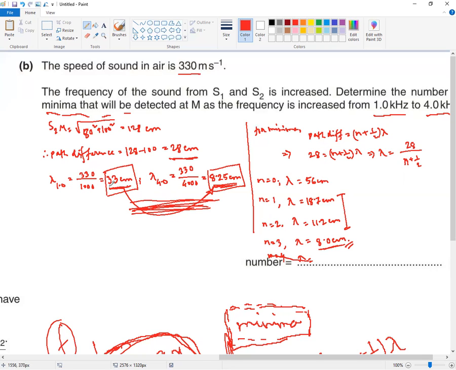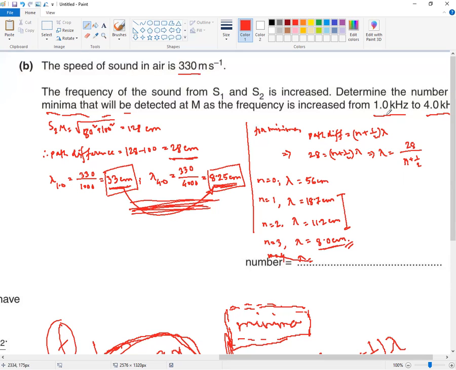8.7 and 11.2 falls within this range. Yes. Agreed? Agreed. So how many minimas are we going to experience within the microphone? 2. And that 2 is not by any mathematical formula. You're basically counting how many lambdas give us minima for that equation. 2 lambdas give us minimas.